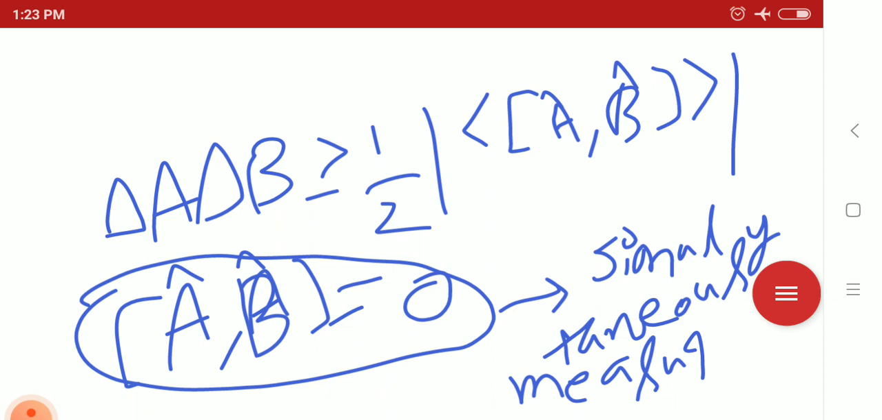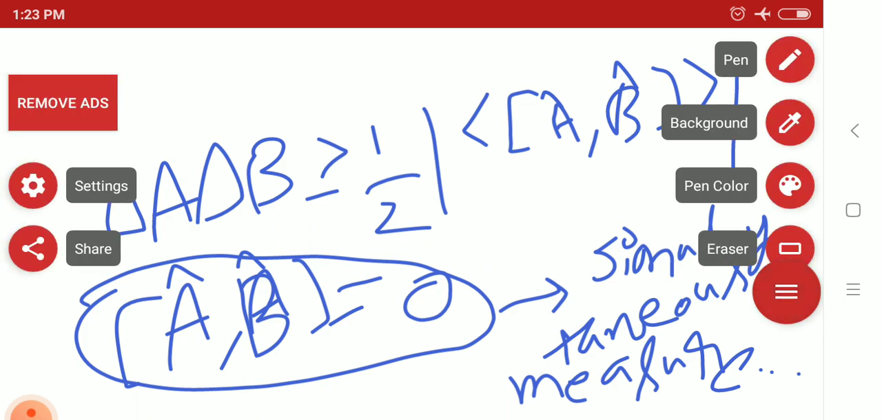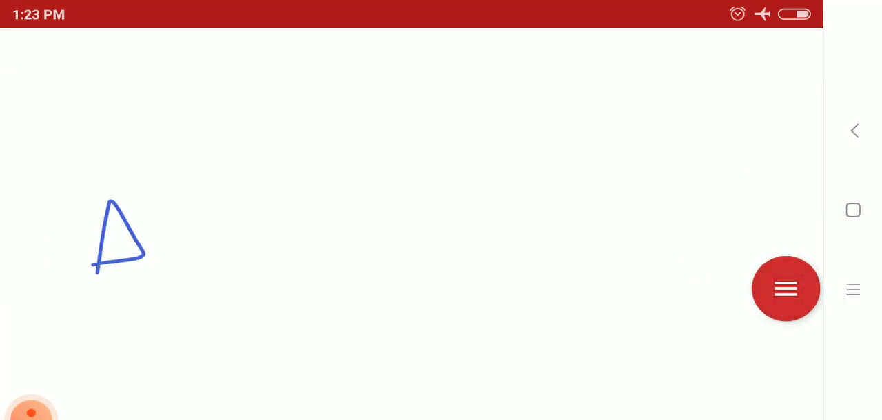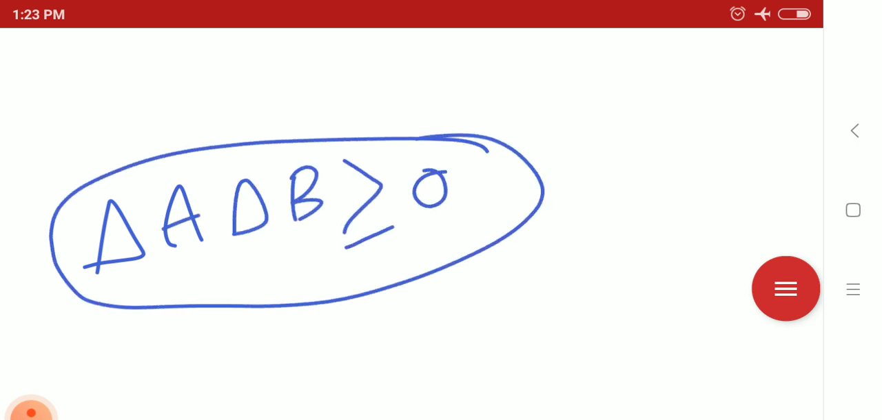So the commutation relation between A and B is 0. So delta A delta B can be written as greater than or equal to 0. So if A and B commute, then delta A delta B is greater than or equal to 0. That means the uncertainty product is greater than or equal to 0.